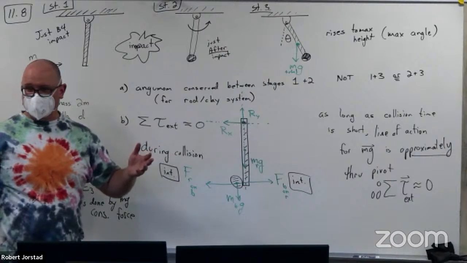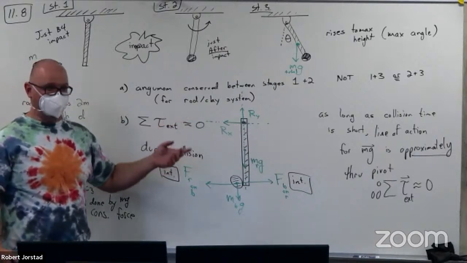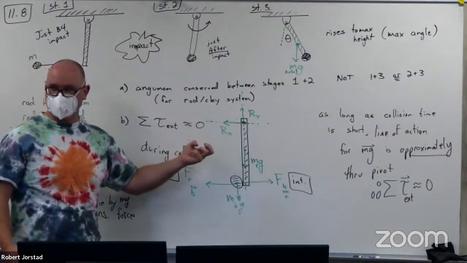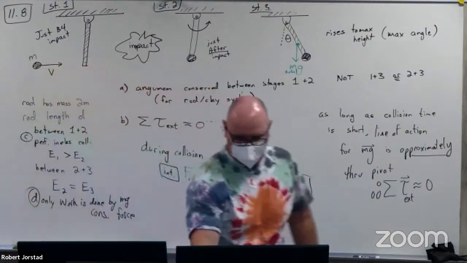So typically on your final exam, you're either going to have a pivot or not, and you have to know that the pivot prevents linear momentum from being conserved. Got that? Ready to do the problem?